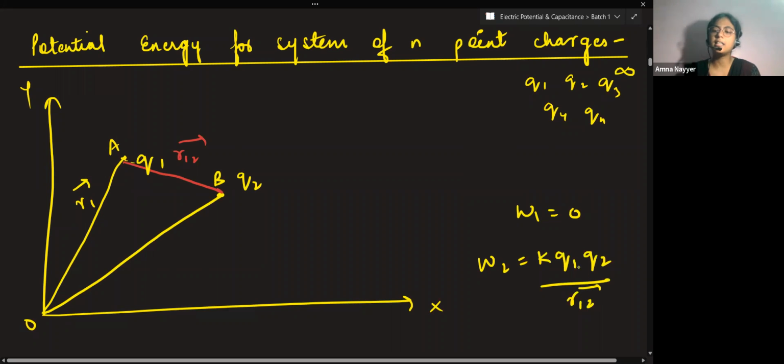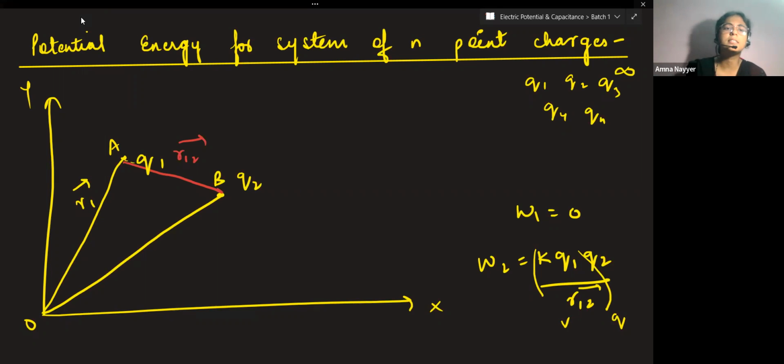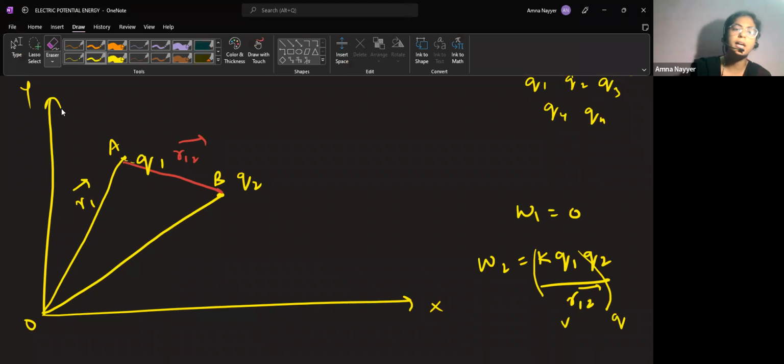The reason is that work done is written as potential into charge. This is the potential V, this part, and this is the charge that we have, Q2. So V into Q is what? Work done. So that is the work done, K Q1 Q2 by R.